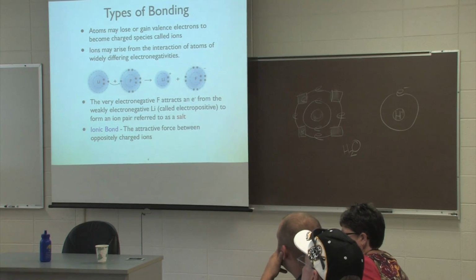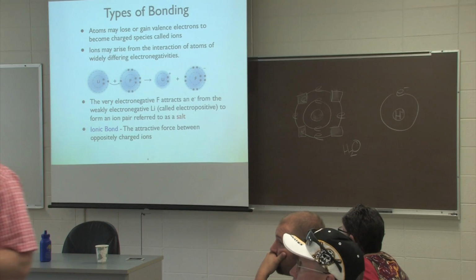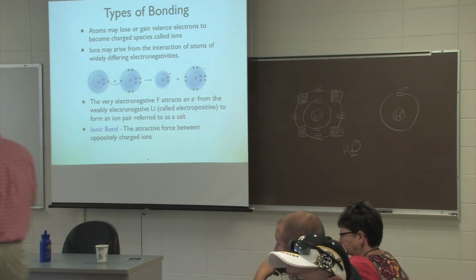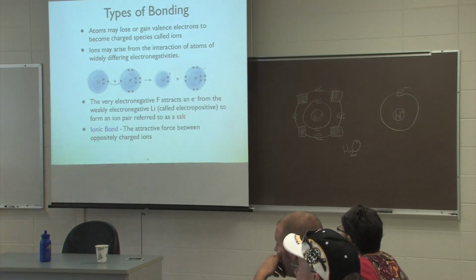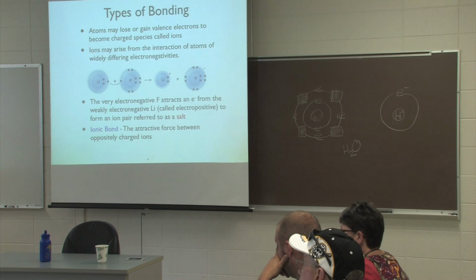All right, it's a tendency of an atom to attract electrons to itself. We know fluorine is the most electronegative atom. We'll talk more about that in the next class when we talk about polarity. But let's say we have a lithium atom and a fluorine atom come together. They meet at a bar.